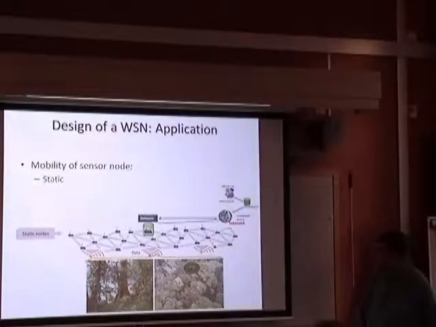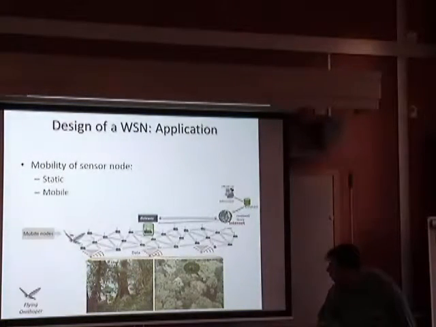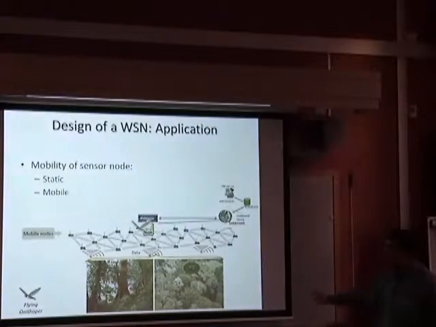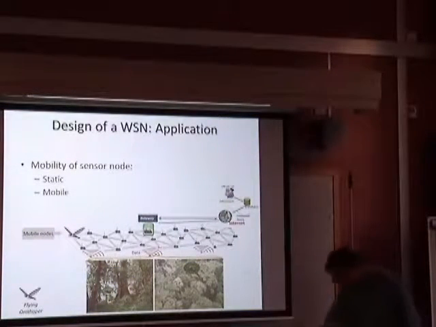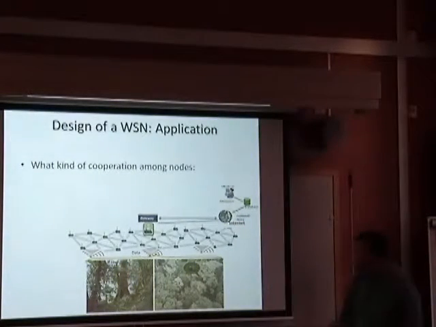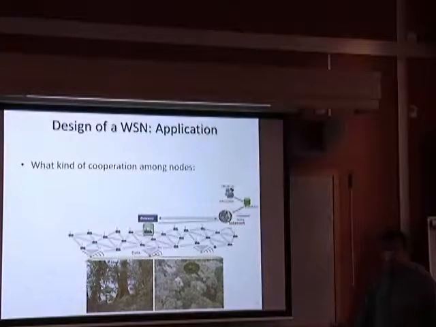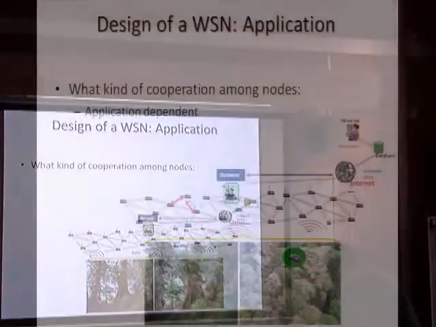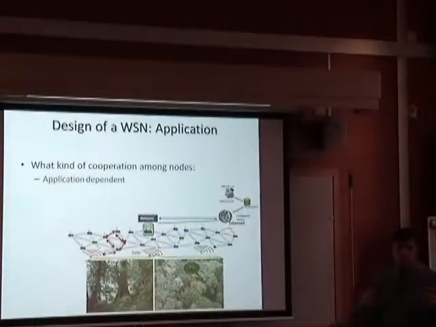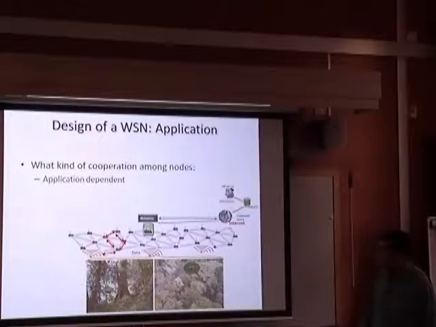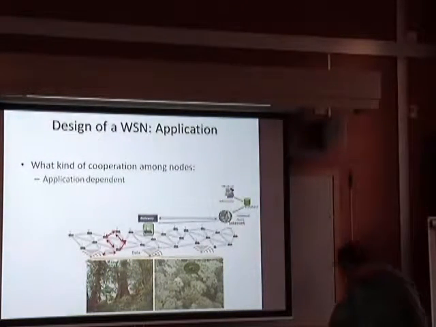You can also consider static nodes or even mobile nodes. You can even use, for instance, your smartphone to collect data in a given scenario. Okay. So is there going to be any cooperation among the nodes? And this is a very fundamental question, because you can gain new knowledge from this data that can be aggregated, and you can send this particular information. And this is, of course, very dependent on the application.